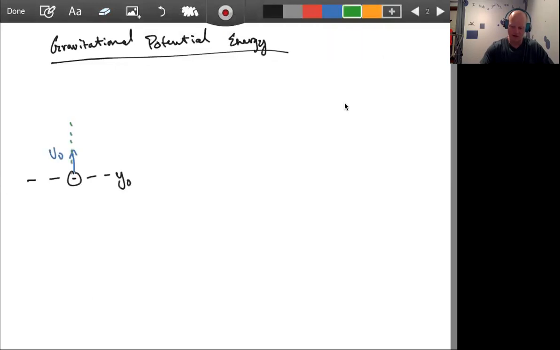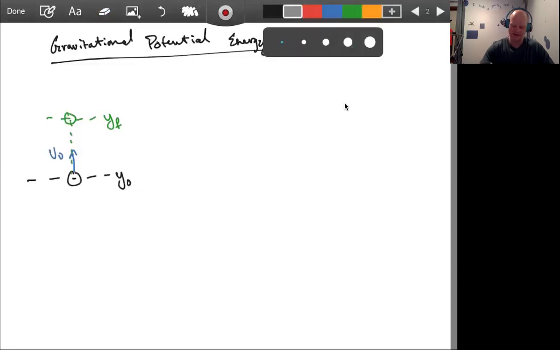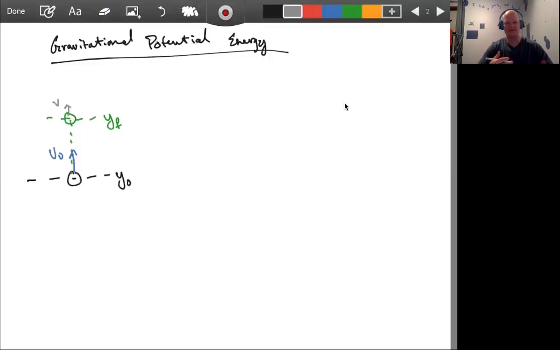So as I move up, and now I get to this location here, where this has some new height to it, let me just call this y final for now. It's now going to be moving with a new velocity. Let's call that velocity v. But in this case, again, v is less than the initial.